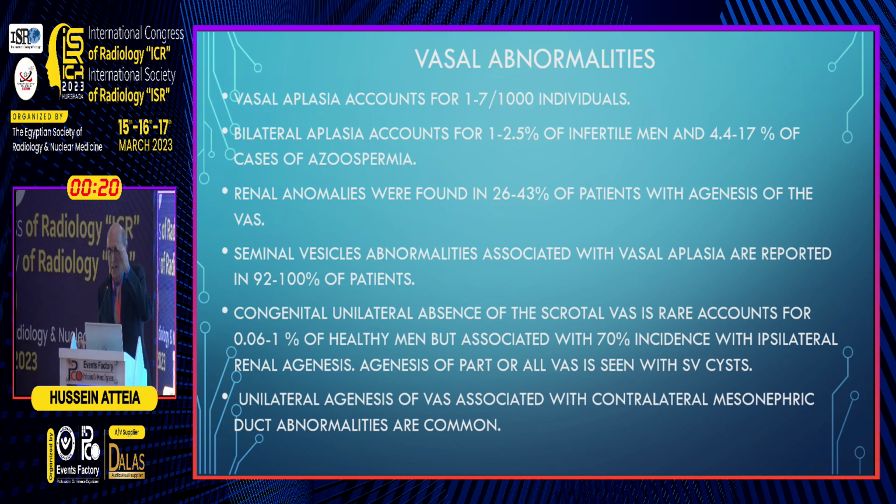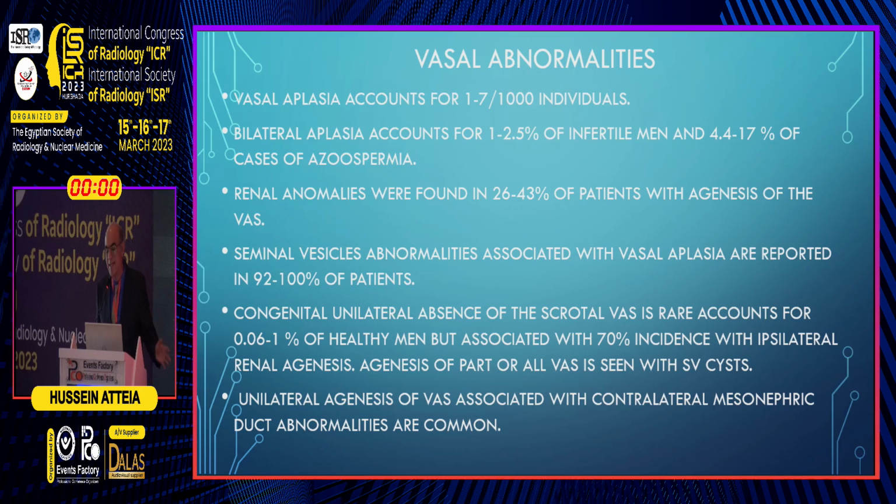Now, vasal abnormalities. Vasal aplasia accounts for 1 to 7 in 1,000 individuals. Bilateral aplasia accounts for 1 to 2.5 in fertile men. And renal anomalies were found in 26 to 43% of patients with agenesis of the vas. Seminal vesicle abnormalities associated with vasal aplasia are reported in 92 to 100%. And usually, if you have seminal vesicle abnormalities and vasal aplasia, you have ejaculatory duct aplasia as well.